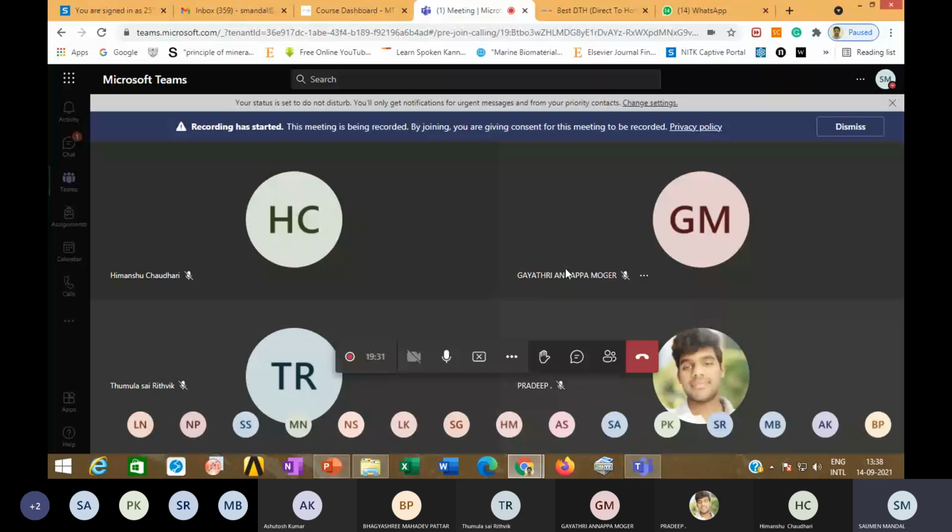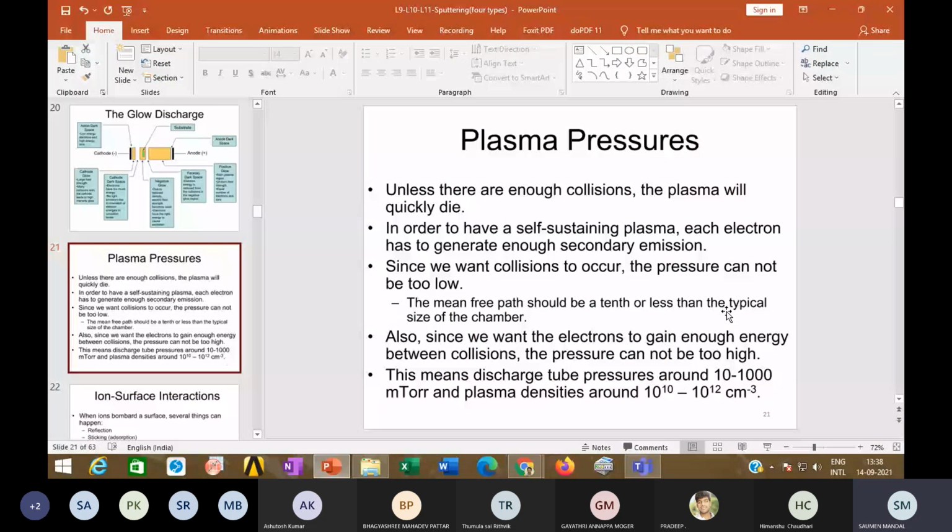That makes sense. But more than 1 meter is also possible. If you increase the vacuum, the distance will increase. It can reach a kilometer sometimes. But in this case, it will be less than the typical size of the chamber. So you can correlate that the vacuum requirement is much lower in sputtering compared to physical vapor deposition.